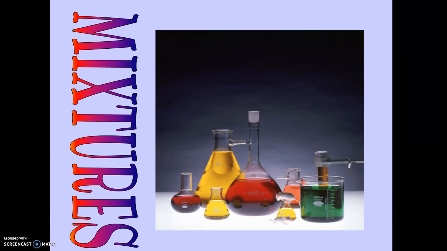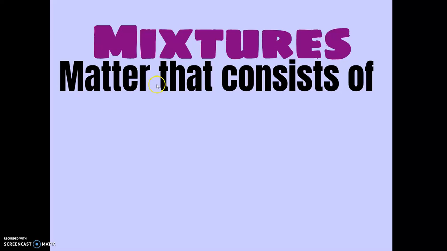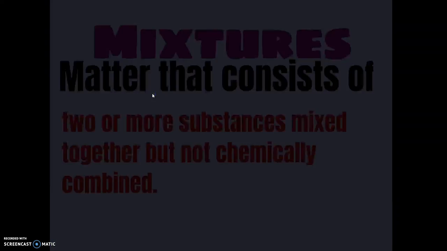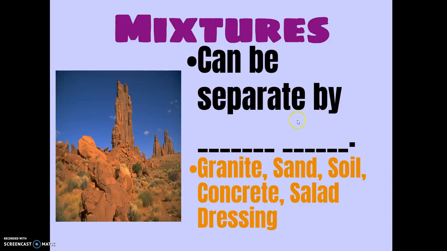All right. So mixtures are matter that consists of two or more substances. So we have substances that are physically mixed together but not chemically combined. They exist in the same space at the same time, but they're not sharing electrons or trading electrons or anything like that. We'll learn about chemical compounds and chemical bonding later, but they're just physically mixed together and they can easily be separated.